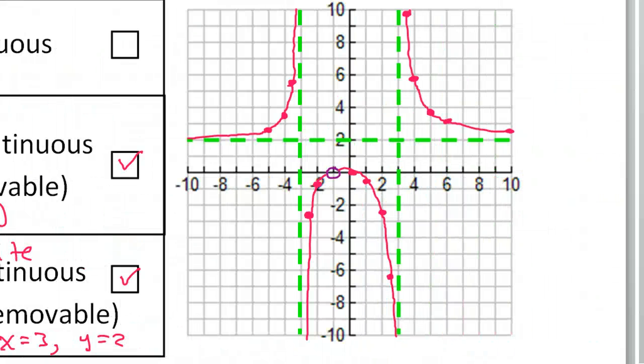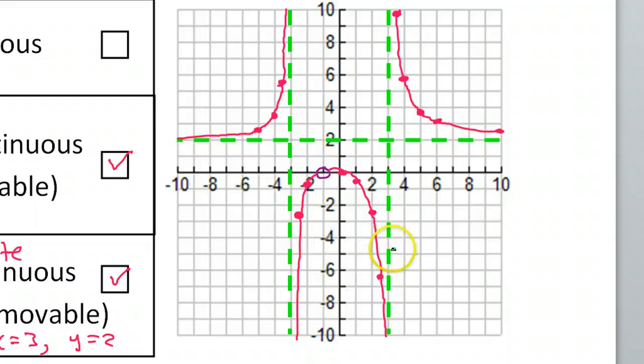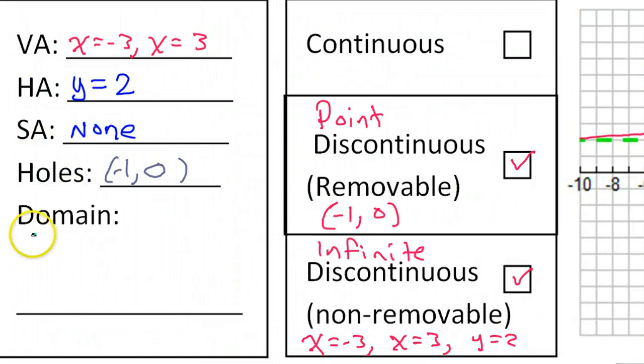Now, as far as the domain, normally we would give our domain in 3 pieces, okay? The left, the middle, and the right. But we actually have 4 pieces because this discontinuity, the hole, separates this middle part into 2 parts. Okay, so I'm going to have to actually give the domain in 4 separate parts. Okay, so the first part is going to be from -infinity to -3. Okay, it's going up to the asymptote. So -infinity to -3. And of course I'll use a round parenthesis to show that you can't reach the asymptote.